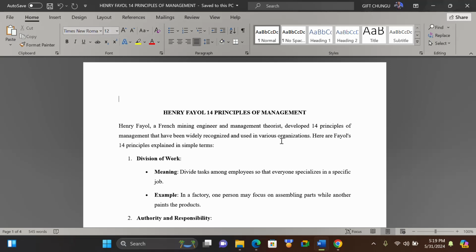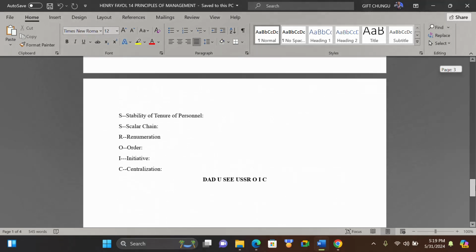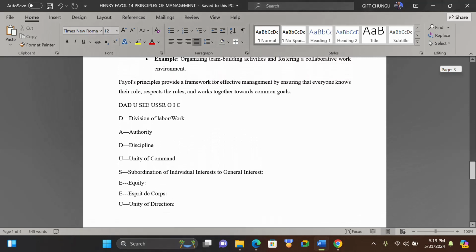Henri Fayol came up with these principles so that they can be recognized widely by each and every organization that we have in the world. That is why he came up with these principles that are supposed to be considered as you are managing an institution or an organization.